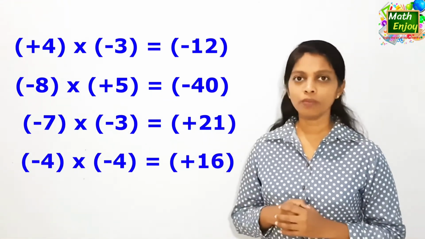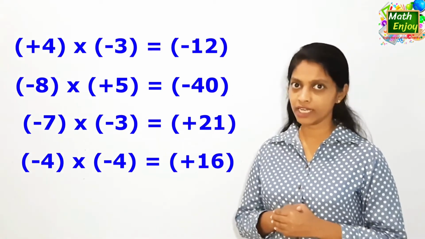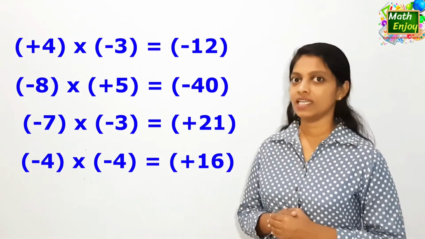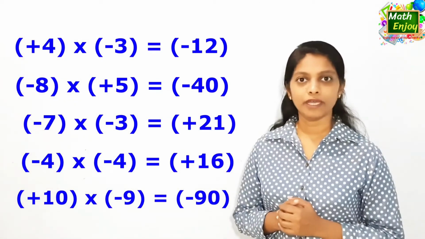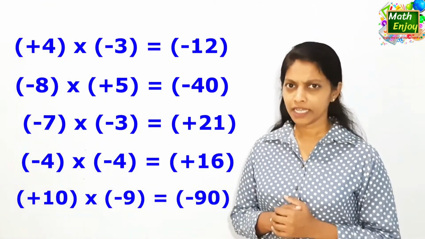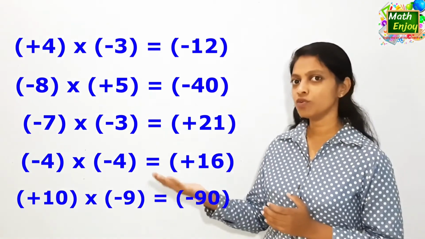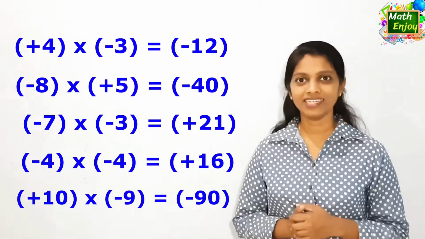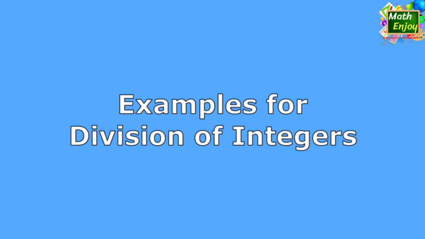Then minus 4 multiplied by minus 4. Both are negative. So answer should be positive. Positive 16. Next one, 10 multiplied by minus 9. 10 times 9, 90. Positive multiplied by negative is negative. Answer is negative 90. Let's see some more examples. We have to follow the same set of rules for division of integers also.